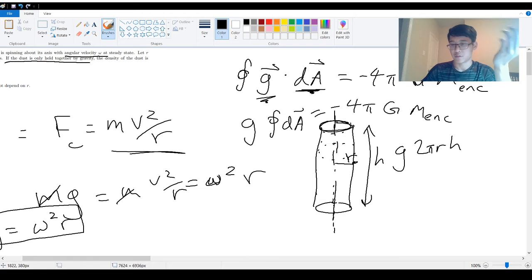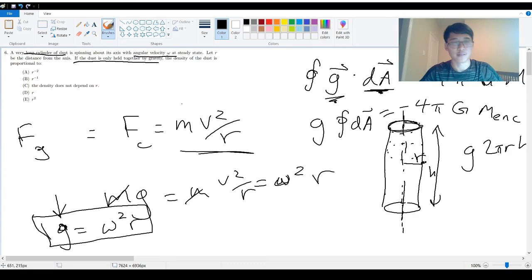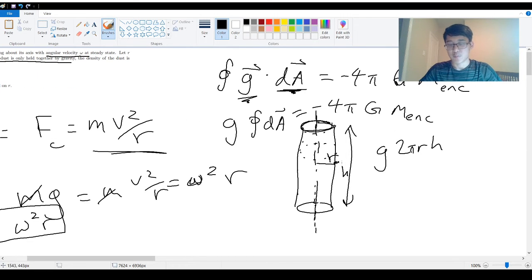It's going to be really, really large. And then plus 2 pi r squared. But we actually don't need to consider the plus pi r squared because in the question it says a very long cylinder of dust. So we're assuming that h is much, much larger than r, so pi r squared will have no effect in this equation right here. Let me just draw a little separation.